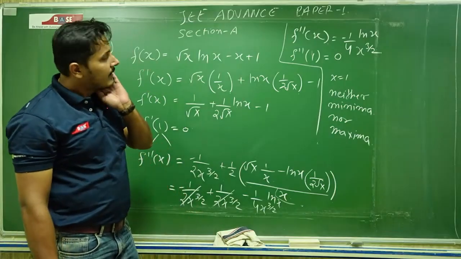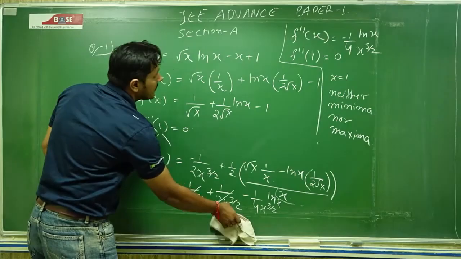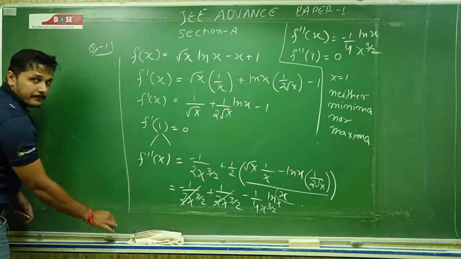Option A is saying that for 0 to 1, I think I should remove this, because there is lack of space. I think this area is visible.